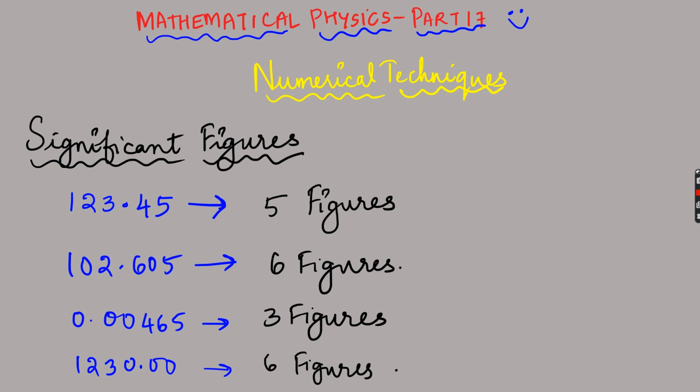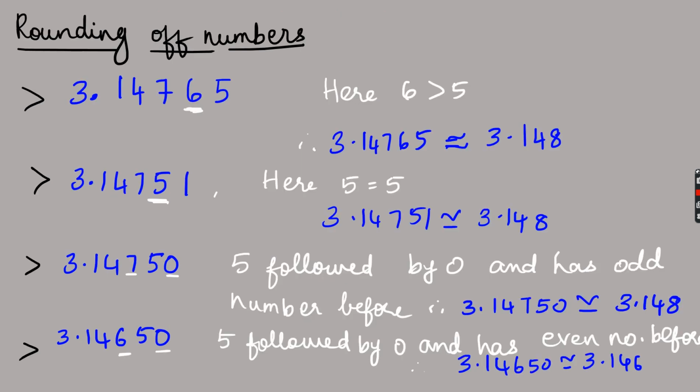This is just for your knowledge, in case you have any sort of question from significant figures in any way, or in an aptitude question, you can use this. Next is the rounding of numbers. Sometimes they can ask problems from rounding of numbers. If you see here, 3.14765, I'm not considering the last number, I'm going to consider the number before the last number, which is 6 over here.